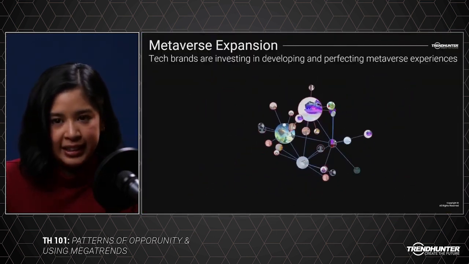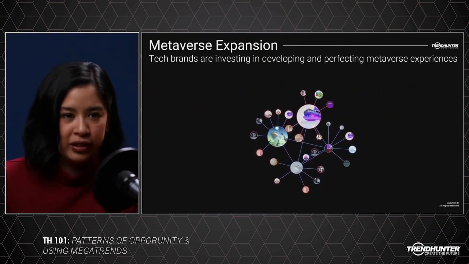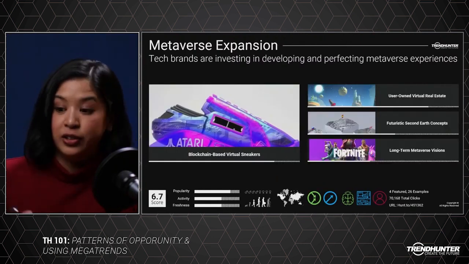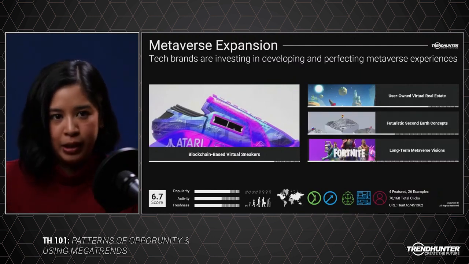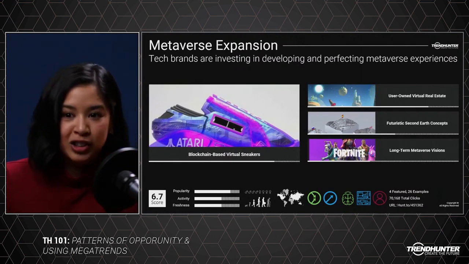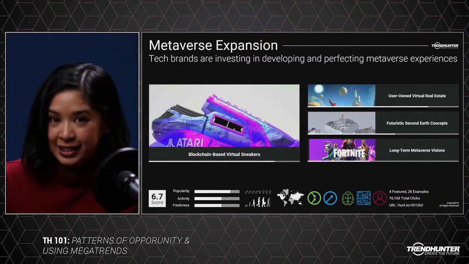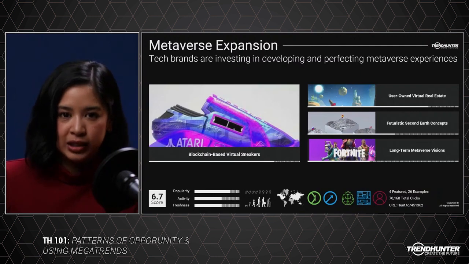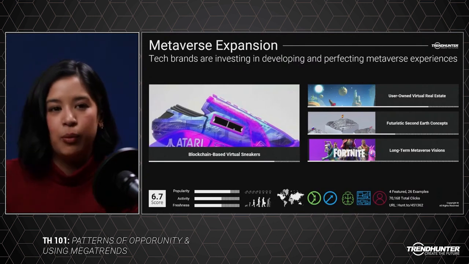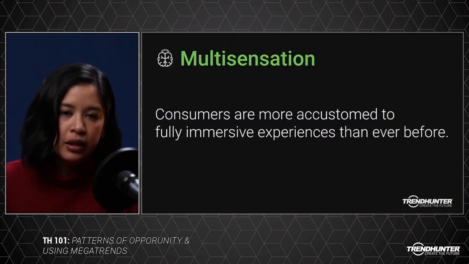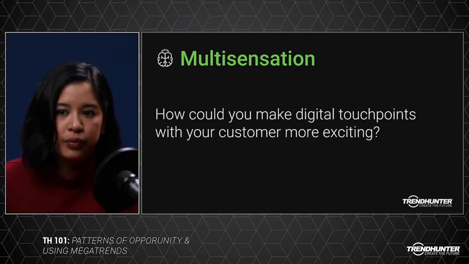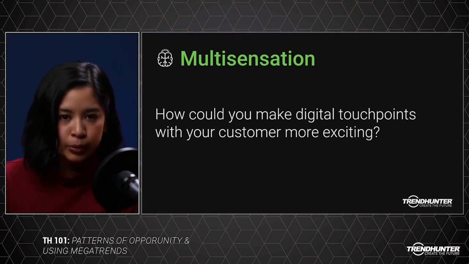Now, a great example of this is metaverse. I know that we've all heard so much about what the metaverse is and what we can expect from it in the future. Put simply, the metaverse is essentially a more immersive version of the internet that we already interact with. And within it, we'll be able to have avatars that act as projections of our real selves. We'll be able to buy blockchain-based virtual sneakers or own virtual real estate. Now, the reason why this is under multisensation is because it takes the concept of enjoying the internet visually or in an audio manner and takes it into a more real, more tangible space. Multisensation is about consumers becoming more accustomed to fully immersive experiences than ever before. So how could you make digital touchpoints with your customer more exciting and more immersive?